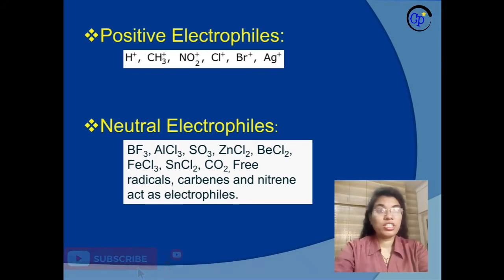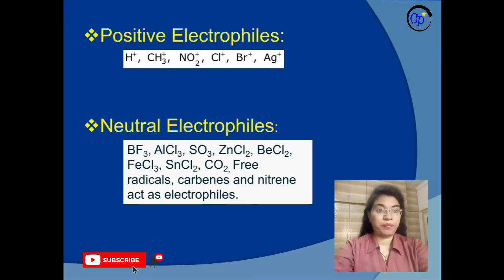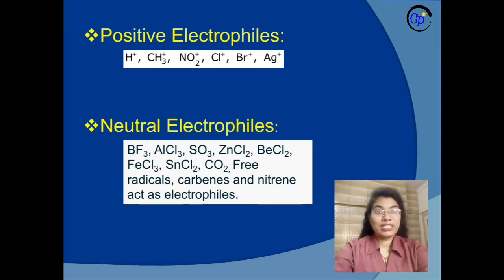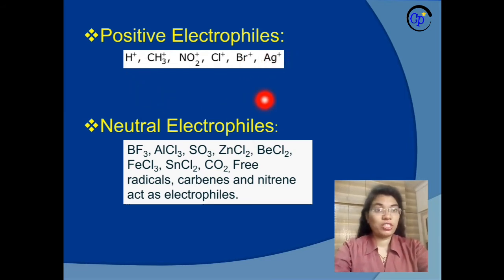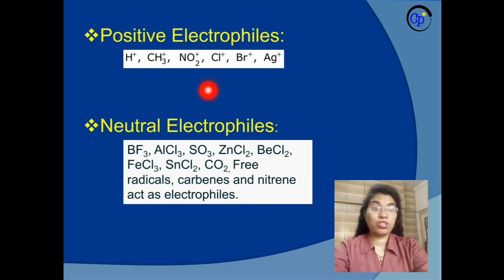First one, positive electrophile, that means they will have a positive charge in them. Whenever you see a positive charge, that means there is a deficiency of electrons in them. For example, you can see H+ ion, CH3+, NO2+, Cl+, Br+, Ag+. All these positively charged species will act as electrophiles as they are electron deficient species.